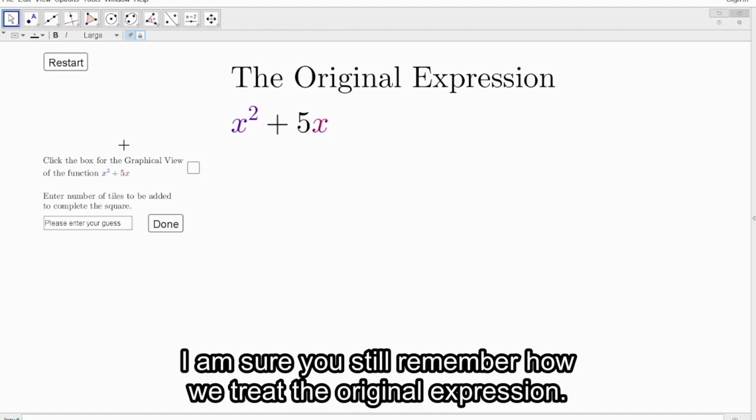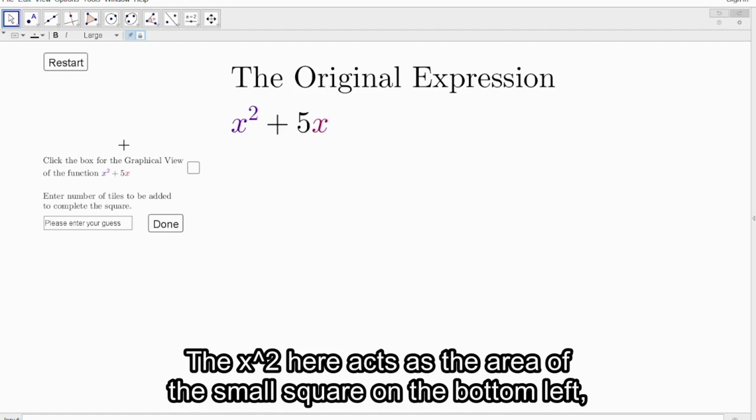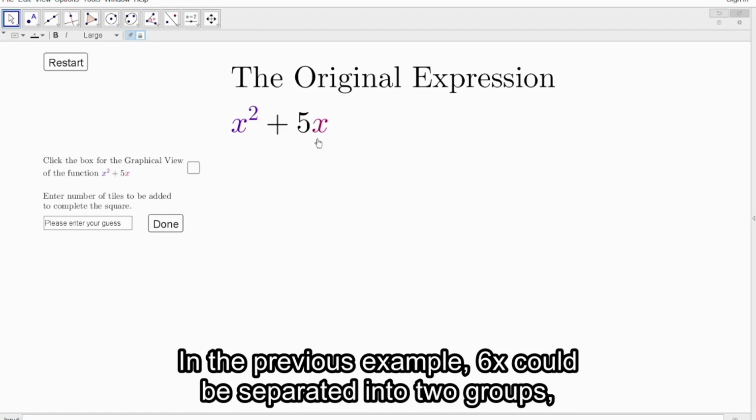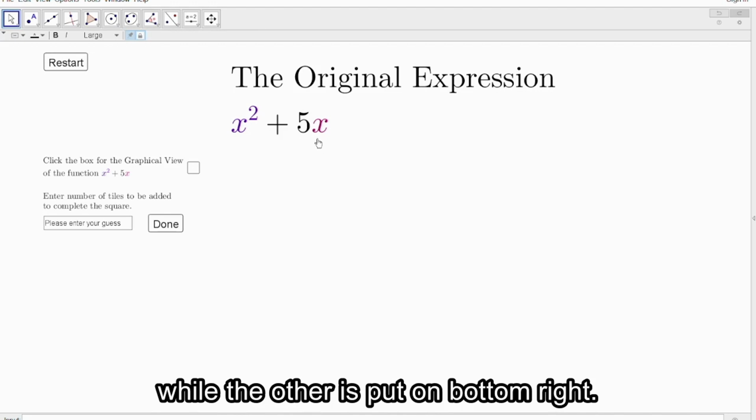I'm sure you still remember how we treat the original expression. The x squared here acts as the area of the small square on the bottom left. But how about 5x? In the previous example, 6x could be separated into 2 groups. One group is put on the top left, while the other is put on bottom right.